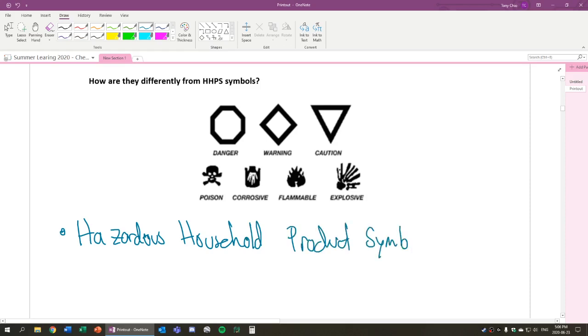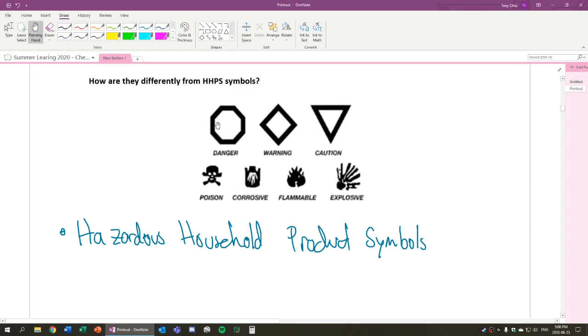These are symbols that you see on regular appliances and regular things you buy in the store, in which they separate them into four categories: poison, corrosive, flammable, and explosive. And the severity, how dangerous they are, is based on their shape. An octagon means it's danger. That means it's the most severe one. A diamond is warning, and a triangle is caution.